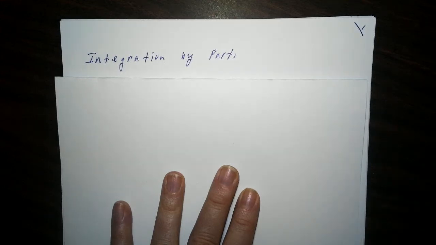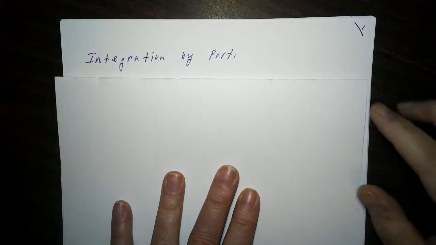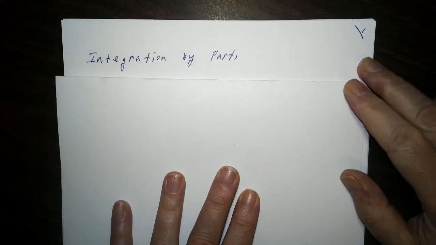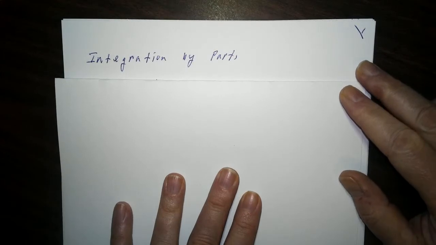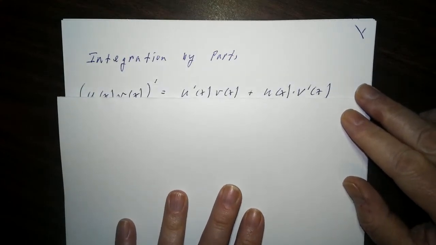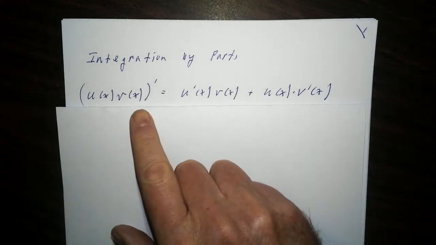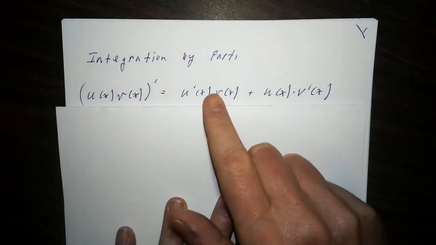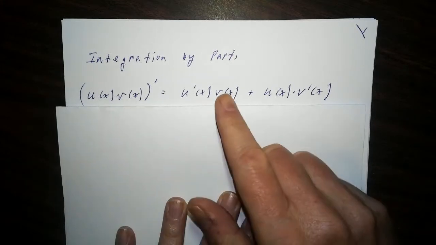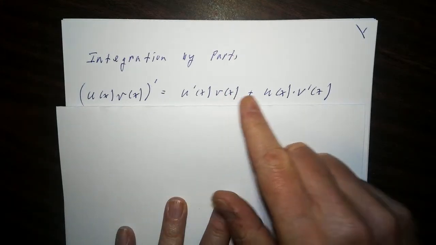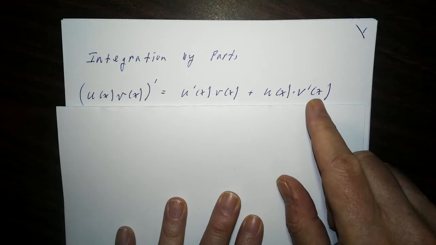Next to integration by substitution, integration by parts is perhaps the most useful tool for algebraically evaluating indefinite and definite integrals. It's based upon the product rule. So just as a refresher for the product rule, if we have two functions u of x and v of x, the derivative of their product u times v would be u prime of x, v of x plus u of x, v prime of x.